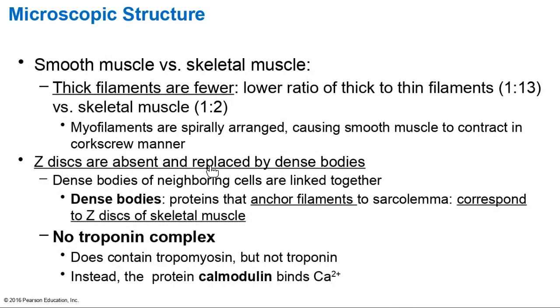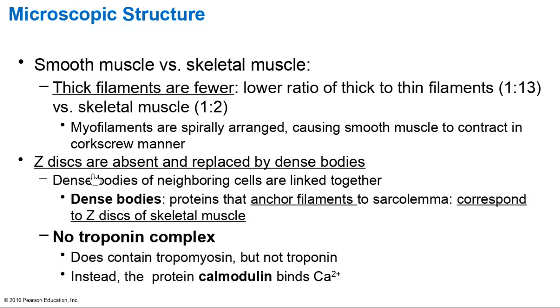Okay, so just a little more here about what's different between smooth muscle and skeletal muscle. As mentioned, we do have both thick filaments and thin filaments in smooth muscle. There are going to be fewer thick filaments. I'm not going to ask that you know the ratios here, just that there are fewer thick filaments compared to skeletal muscle. Now, Z discs are absent in smooth muscle. We do not have Z discs.